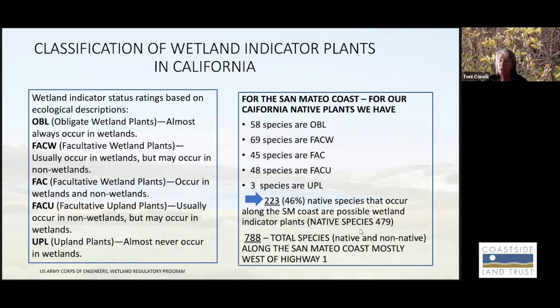There's no way I can talk about all the possible wetland indicators in this presentation, and I'd like to make more time at the end to interact with you. So I will put the list of 223 possible wetland indicator species that occur along the San Mateo Coast as an attachment to this presentation on the Coastside Land Trust webpage with my webinar.